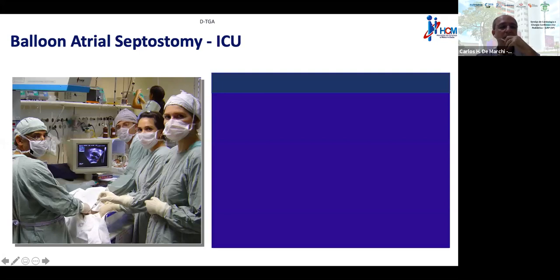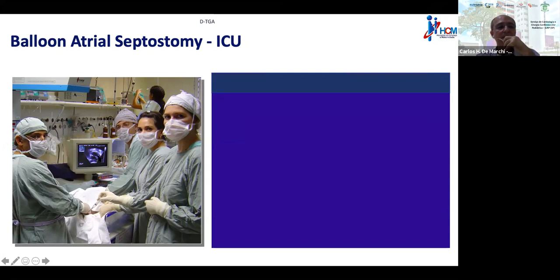This is Dr. Monsieur, our pediatric interventionist. Dr. Ana Carolina, my friend, pediatric cardiologist and intensivist. This is a fellow of the hemodynamic series, and this is me with the echo machine.